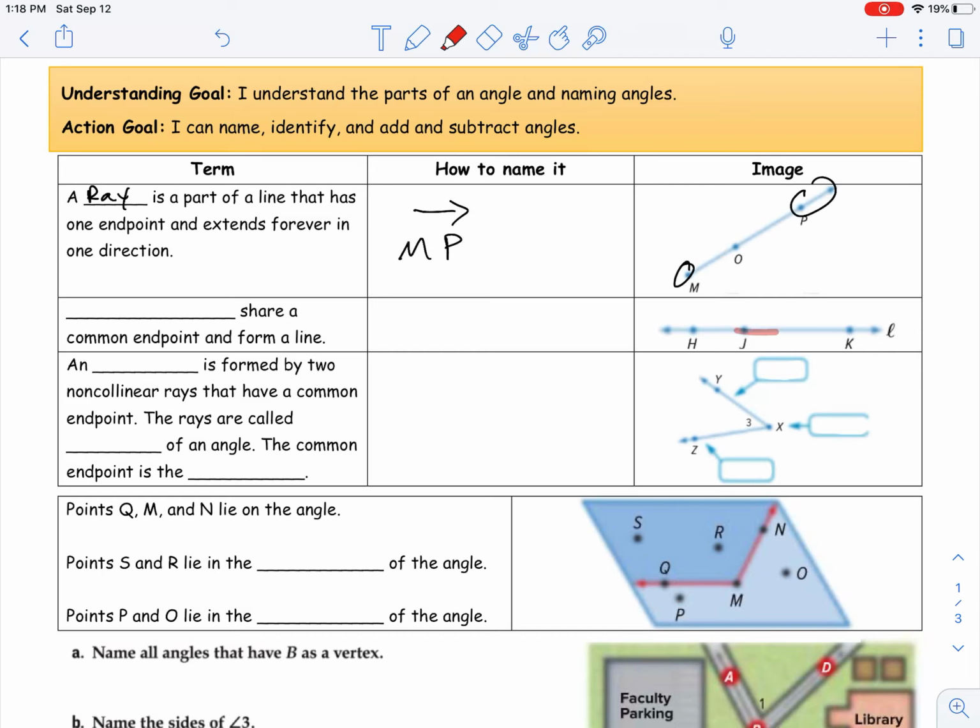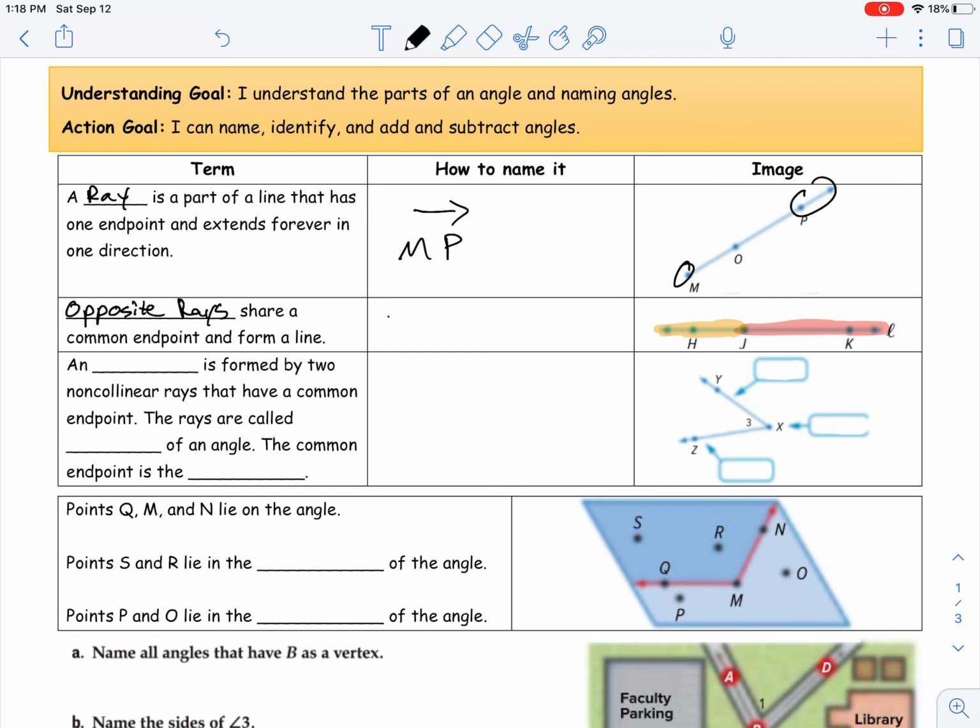Next, we have blank share an endpoint. I'm just highlighting over here. It says blank shares an endpoint and form a line. Basically what we have here, what I've highlighted, is two rays. One's pointing to the left and one's pointing to the right. We call them opposite rays. They're going in opposite directions.